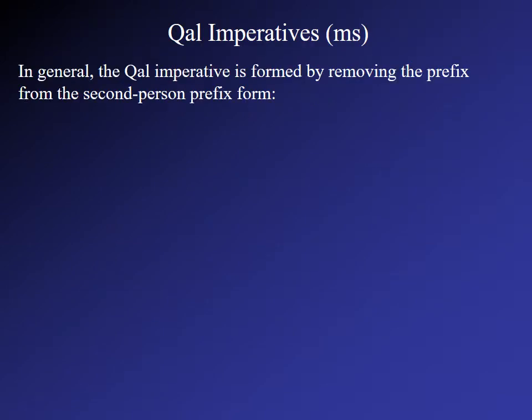Now the imperative is a command, so telling someone what to do. In general, the Qal imperative is formed by removing the prefix from the second person prefix form. So for instance, the second masculine singular prefix form for shema is tishma. If we take our prefix and remove it, then we have shema, which is in fact our form from the verse. Notice that we still have these two vowels. We have these as well in the imperative form. Nothing has changed other than the prefix has been removed. So tishma becomes shema. This means hear, a command to a masculine singular person.